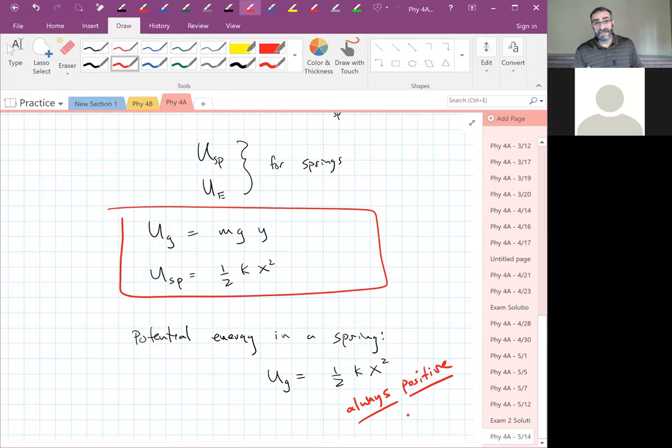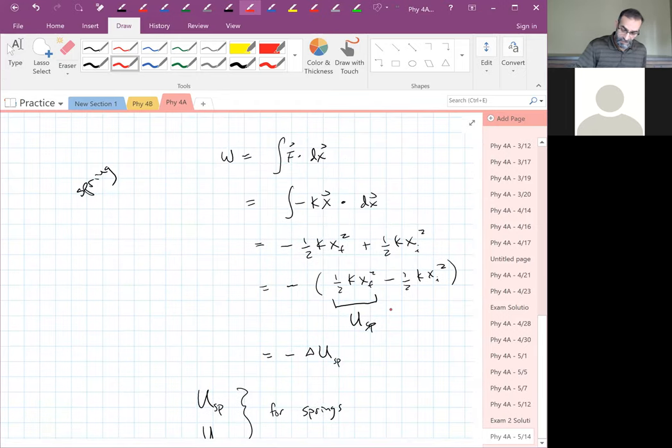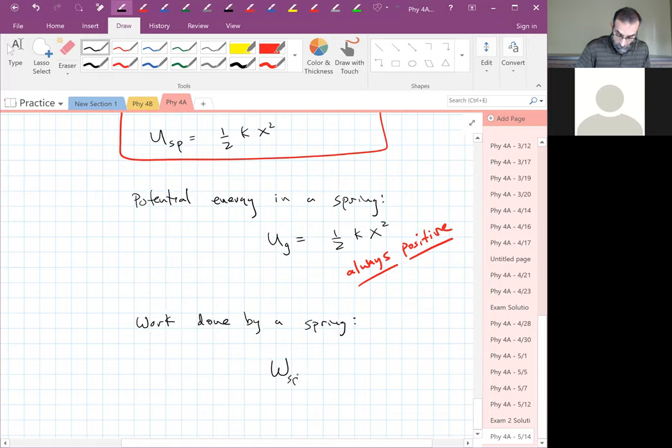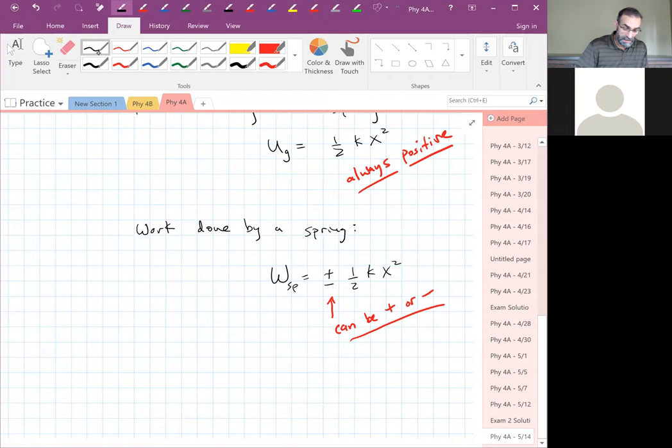But a spring can do work on something. How much work does a spring do? One half kx squared is the work done by the spring. Now, the work done by the spring can be positive or negative. I'm going to put a plus or minus here. So let's think about that. Let's just look at a few situations, okay?